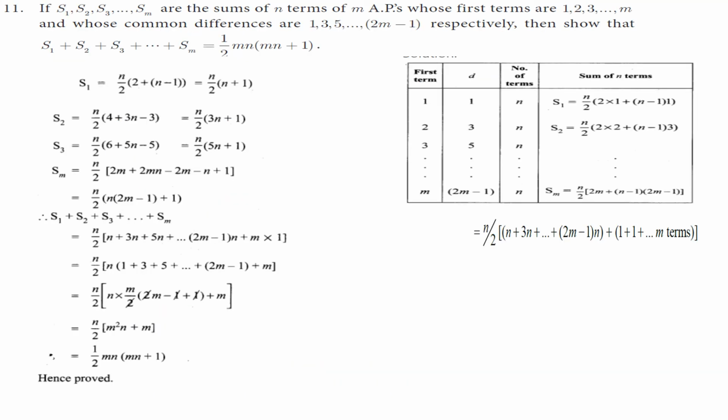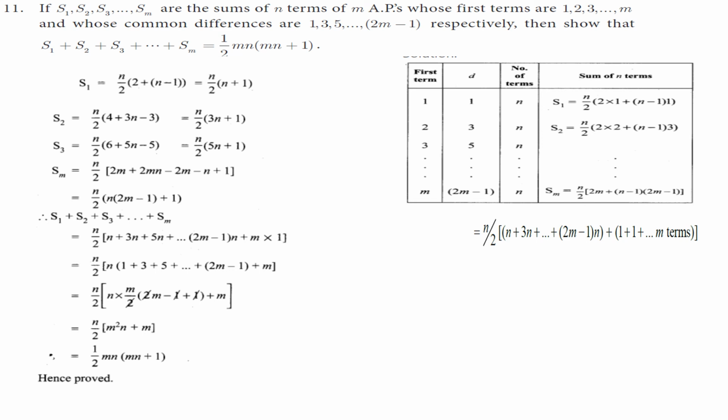S1, S2, S3, etc., Sm are the sums of n terms of APs whose first terms are 1, 2, 3, etc., m and whose common differences are 1, 3, 5, etc., 2m minus 1. Then show that S1 plus S2 plus S3, etc., plus Sm equal to 1 by 2 into mn plus 1.